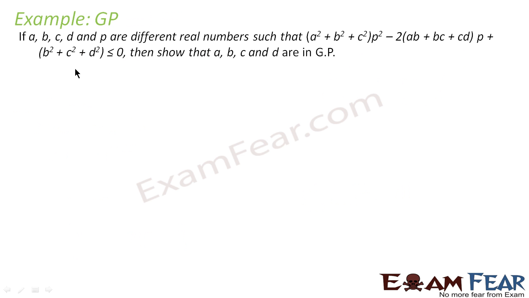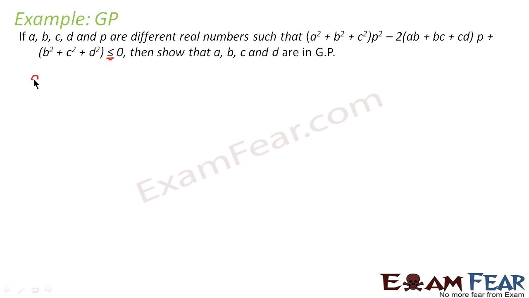So we are told that a, b, c, d and p are different real numbers such that (a square plus b square plus c square) into p square minus 2 (ab plus bc plus cd) into p plus (b square plus c square plus d square) is less than or equal to 0. The equal to is mandatory here. We have to prove that a, b, c, d are in GP.